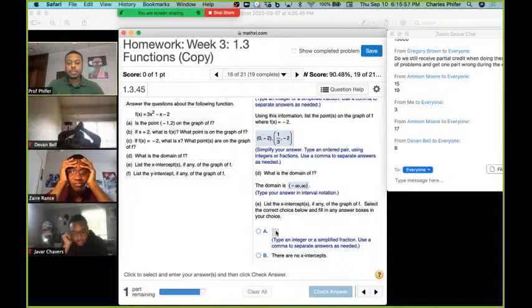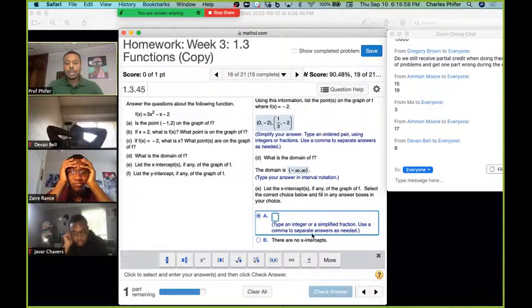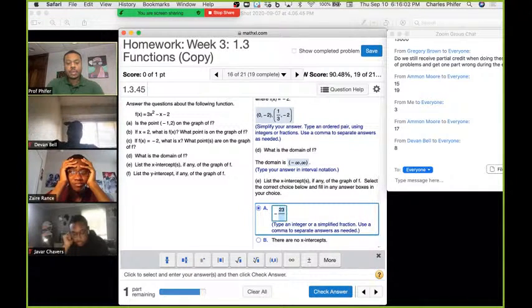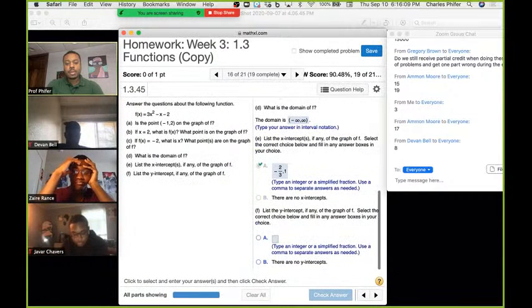X-intercepts. Integer, commas to separate. It doesn't say ordered pair. So we're going to do negative 2/3, comma 1. Y-intercept. So for the y-intercept, we set x to 0, and it's just going to be negative 2.